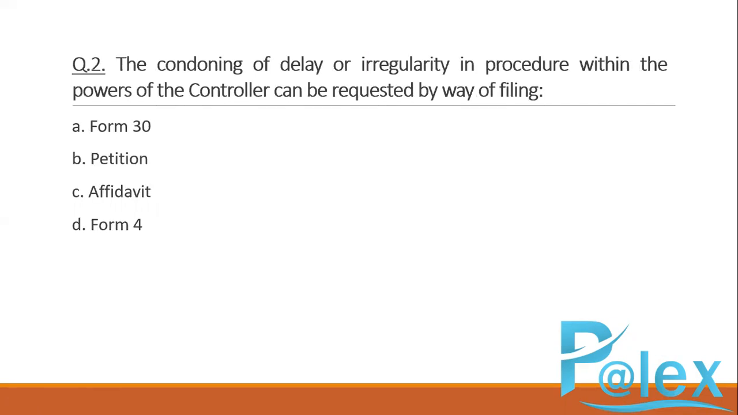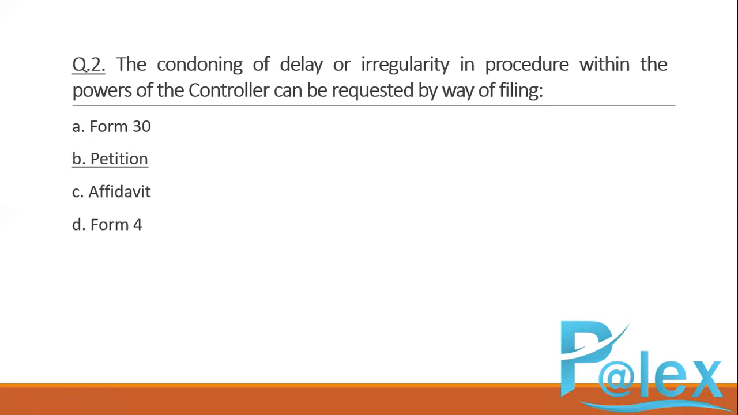Question number 2, the condoning of delay or irregularity in procedure within the power of controller can be requested by way of filing. Your 4 options: form 30, the form which is applicable wherein there is no specific form mentioned, petition, affidavit, and form 4. Now the correct answer to this is petition.